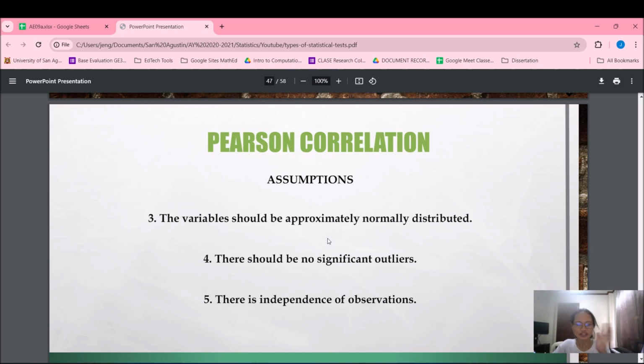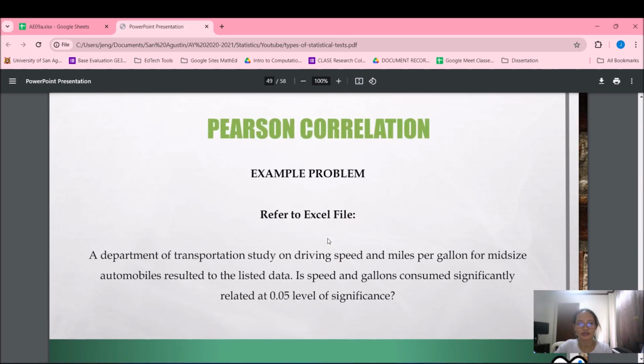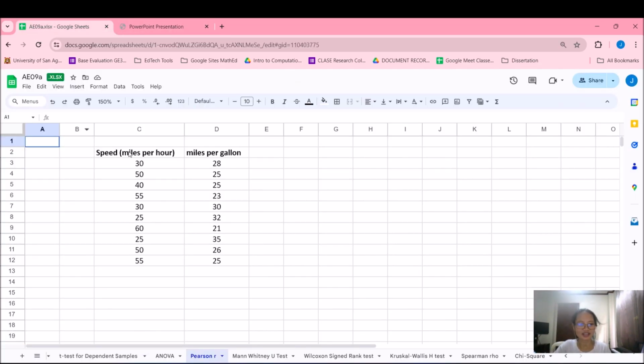Pearson correlation is more about the relationship between two variables rather than the measure of their means. Okay? So, for example, a department of transportation study on driving speed and miles per gallon for mid-sized automobiles resulted in the listed data. Are speed and miles per gallon significantly related at the 0.05 level of significance? Okay, so this is now the data: speed, which is miles per hour, and then your miles per gallon data.